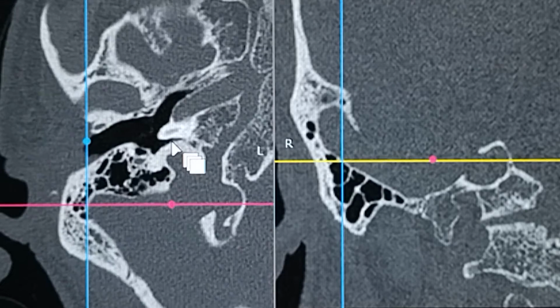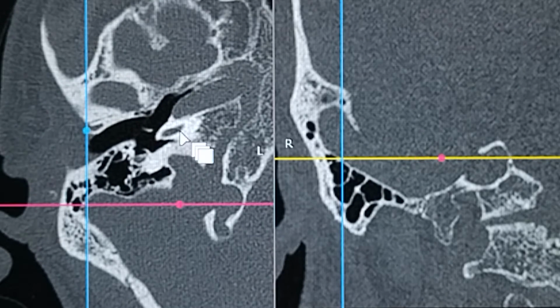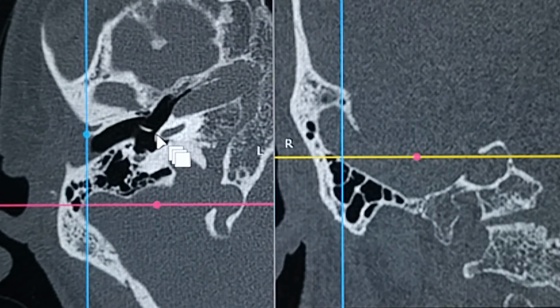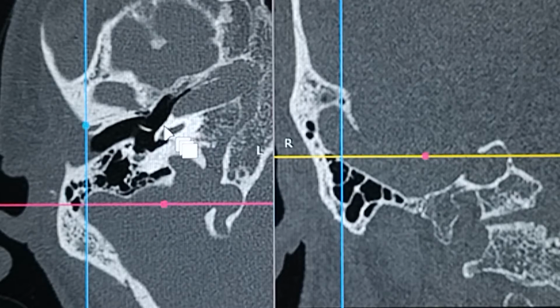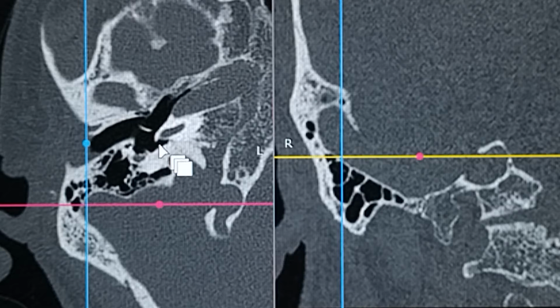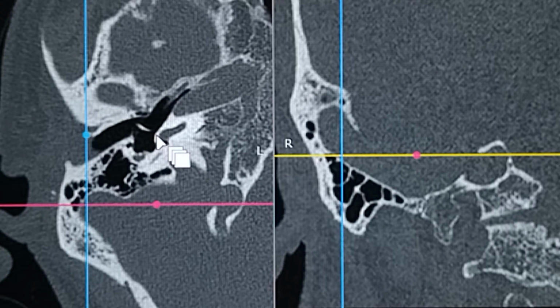So if I keep on going up, you can see the basal turn of the cochlea becoming more prominent, and you can see a parrot beak, or basically an eagle appearance. If you imagine this becomes the beak of an eagle, and this beak, which looks exactly like the beak of an eagle, is nothing but the round window niche, and it becomes more prominent as we keep going up. And you can see that's the basal turn of the cochlea, which is opening up, and this is basically nothing but the round window.